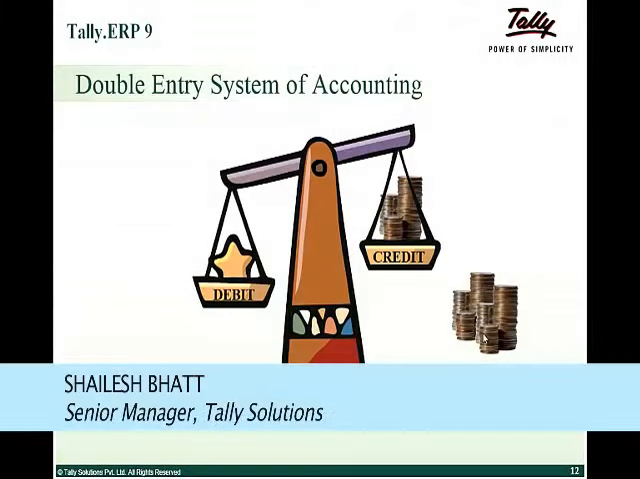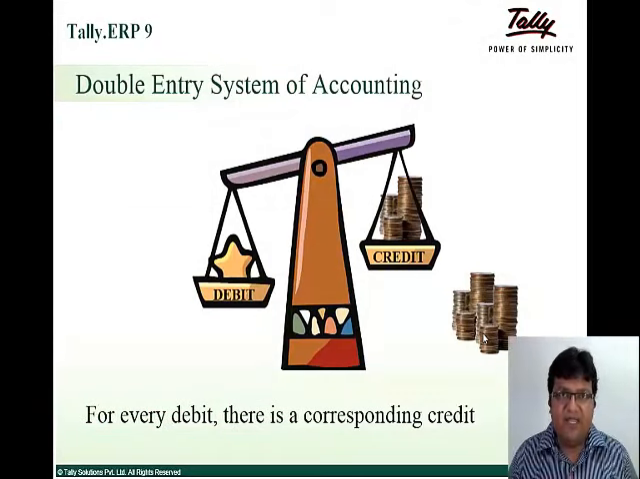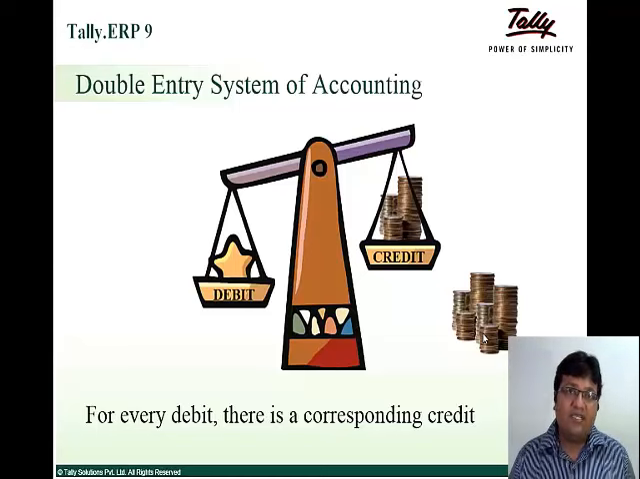Now what is a double entry system of accounting? Generally accounting follows double entry system. That means every debit should have an equal credit. Right? So taking an example again of the rent. Rent received rupees 10,000 in cash. So what is the transaction going to be? Debit cash rupees 10,000. Credit rent rupees 10,000.